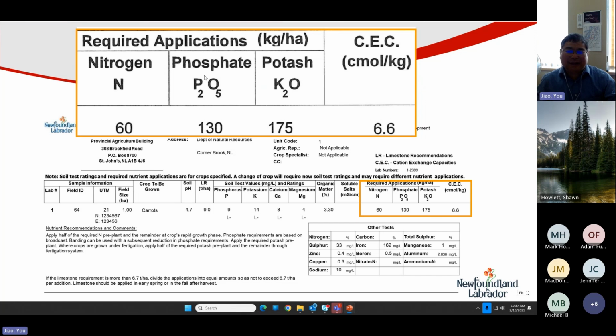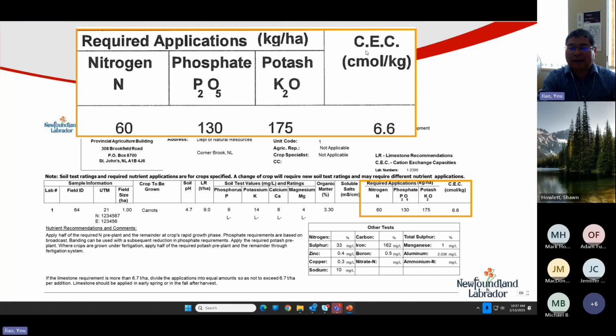So the pure P would be converted to P2O5. If the P number is 100, converting to P2O5 will be 229. That's a calculation for the fertilizer. But here I just want to clarify, by no means does the crop take up the P2O5 form. The oxidized form is not what the crop can pick up.